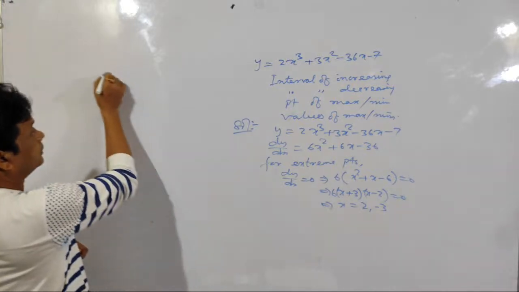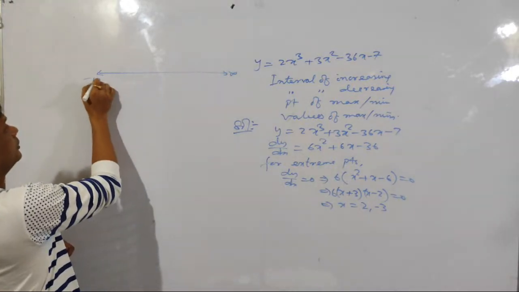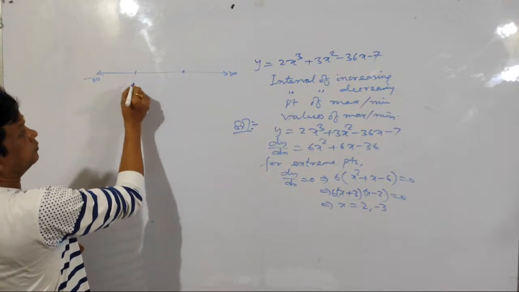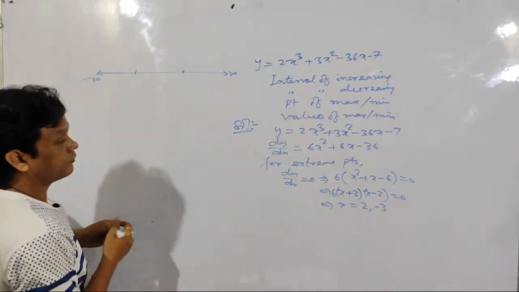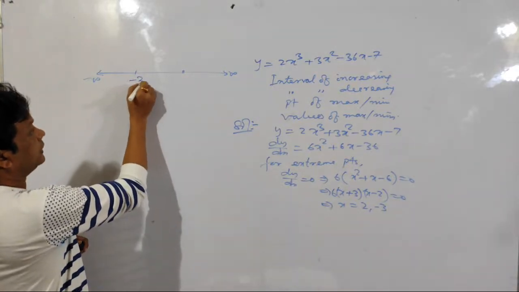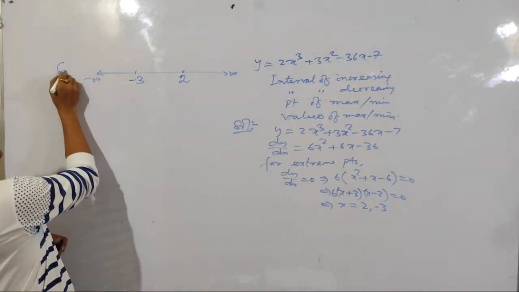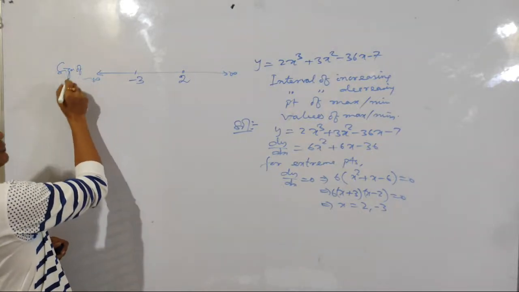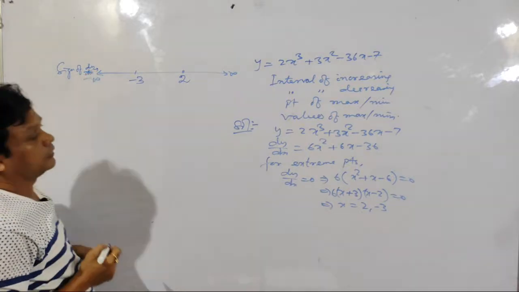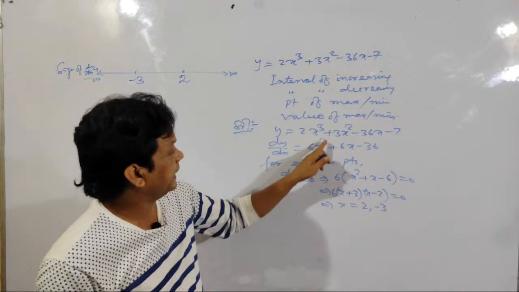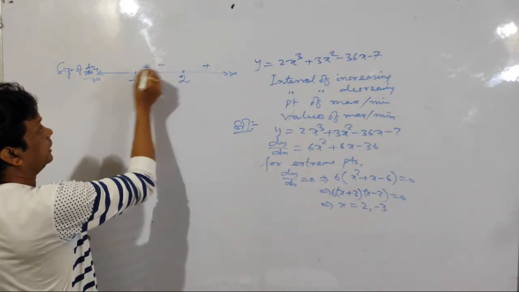So see here, simply draw the number line. This is infinity, this is minus infinity. And now this point is minus 3 and this point is 2. And right here, the sign of dy by dx. What is the sign of the derivative? The sign of x square is positive, so put positive, negative, positive.